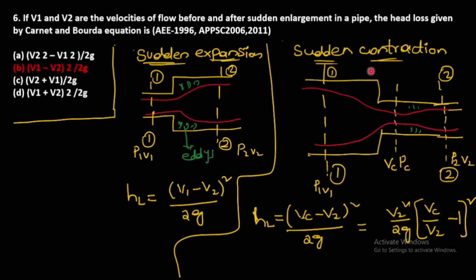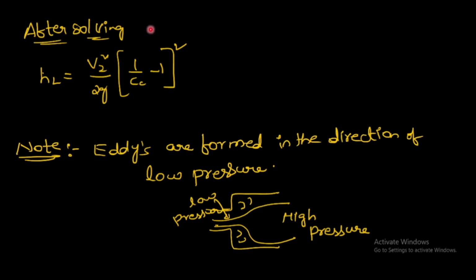When coming to sudden contraction, the flow is flowing like this, and this is the first section, this is the second section, and this is the vena contracta section. In this head loss expression, we need to take VC, not V1. So we should take these two sections, VC minus V2 whole square by 2g. After solving, we will get this expression, and further solving, we will get the final equation, HL is equal to V2 square by 2g into 1 by Cc minus 1 whole square.